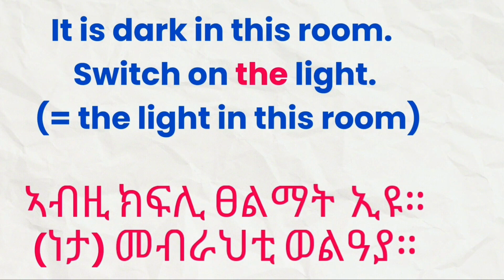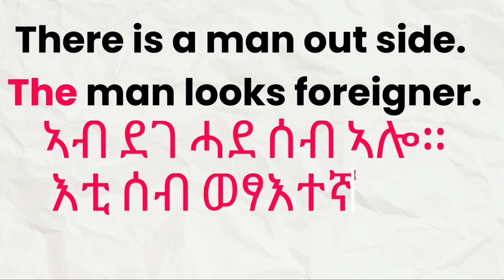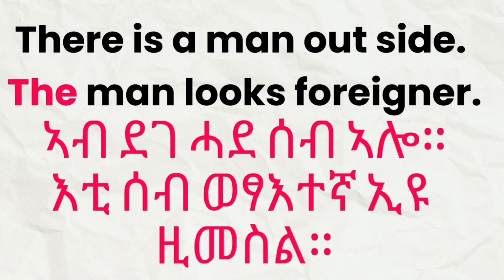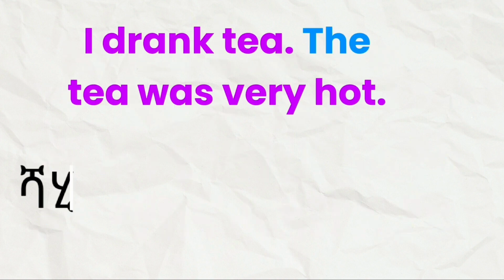Switch on the light. That means the light in this room. Ato Solomon has a daughter and 2 sons. The daughter is a doctor. There is a man outside. The man looks foreigner. He has a car. The car is new. I drank tea.